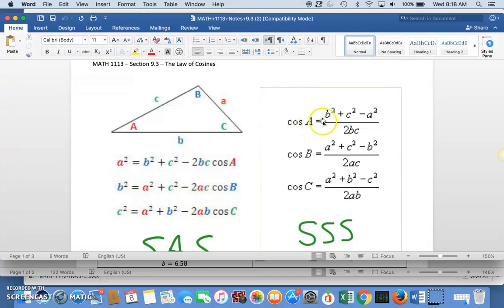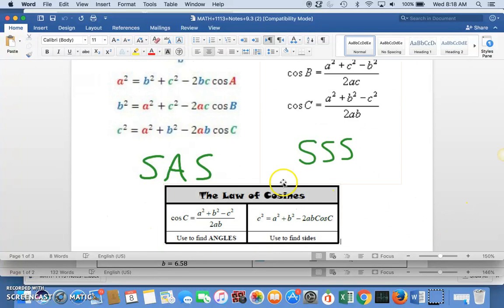If this is angle A, it's B squared plus C squared minus A squared over 2BC. With the B, A squared plus C squared minus B squared over 2AC. With the C, A squared plus B squared minus C squared divided by 2AB. Just notice those. I'll leave this little piece right here available for reference in each of the problems as we go through those.